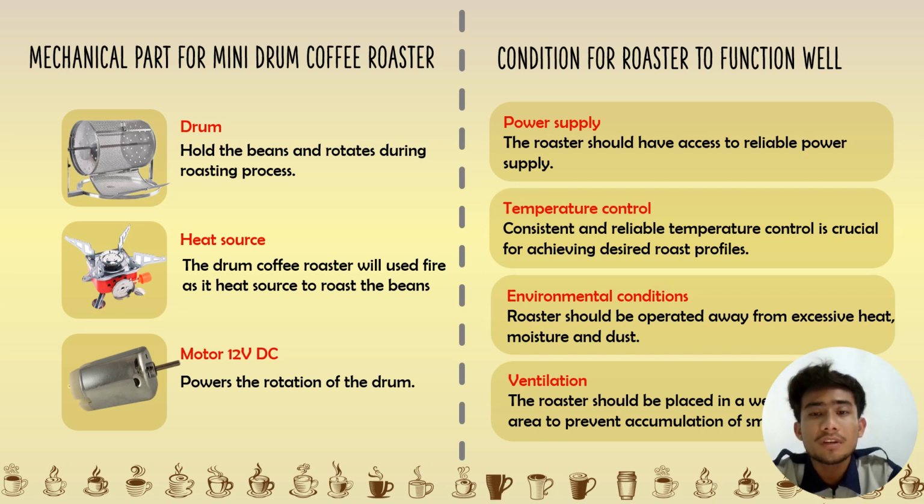Next are the conditions for the roaster to function well. The roaster needs to have the power supply. The roaster should have access to a reliable power supply. Next one is temperature control. Consistent and reliable temperature control is crucial for achieving the desired roast profile. The next one is environmental conditions. The roaster should be operated away from excessive heat, moisture, and dust. Next one is ventilation. The roaster should be placed in a well-ventilated area to prevent accumulation of smoke and odors.